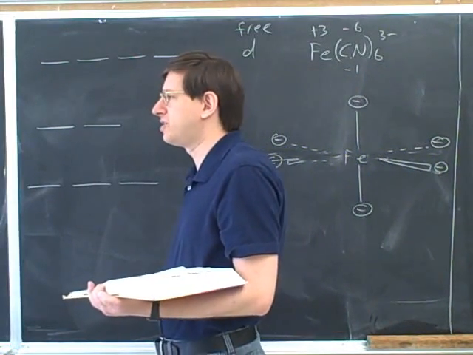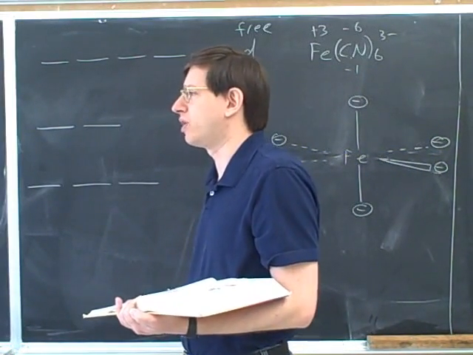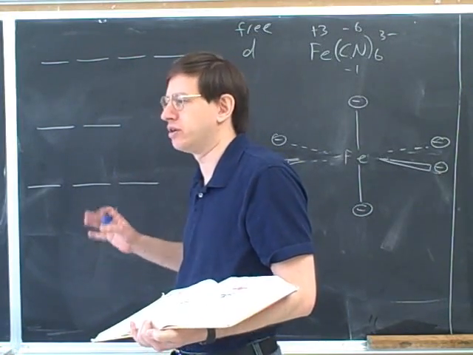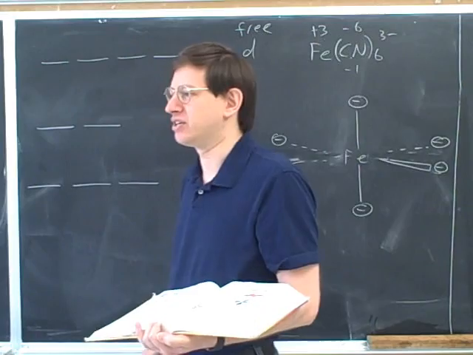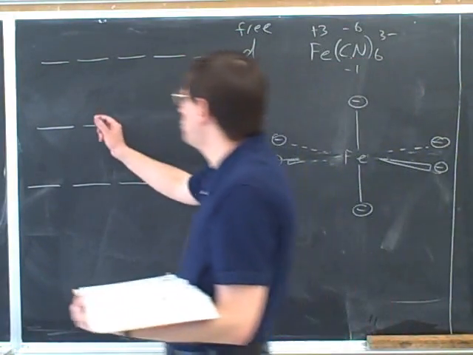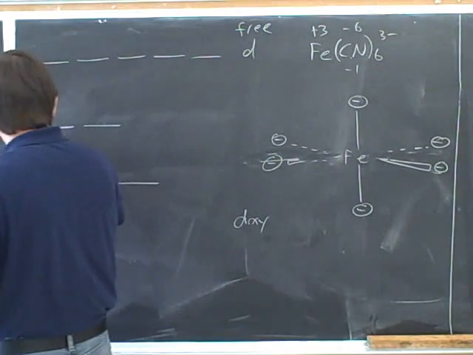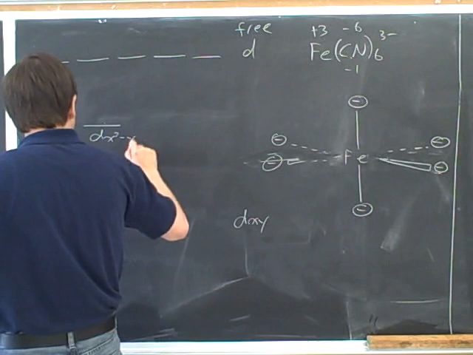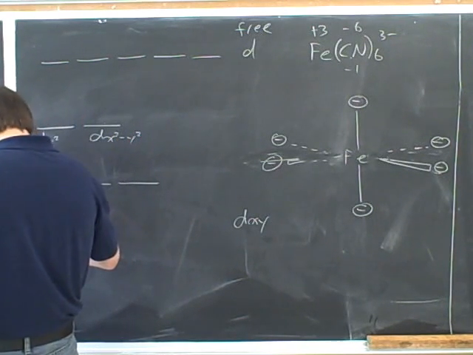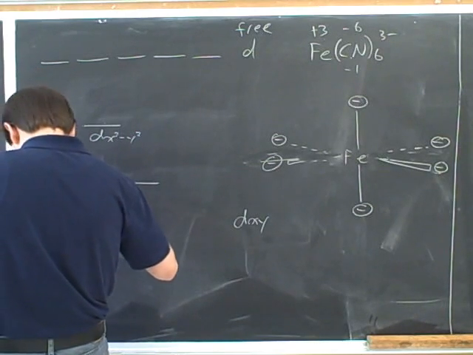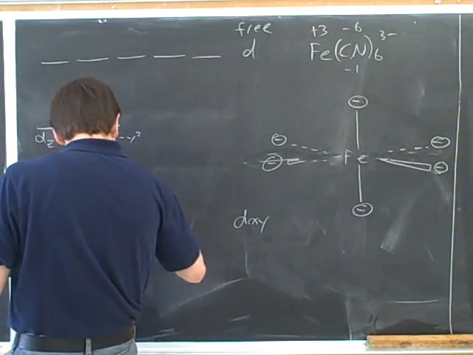Whereas there's 3 sets of d orbitals where all the lobes are pointing between the corners towards the edges of the octahedron. These 2 high energy ones were called the dz squared and the dx squared minus y squared, and then the low energy ones were called the dxy, the dyz, and the dxz.